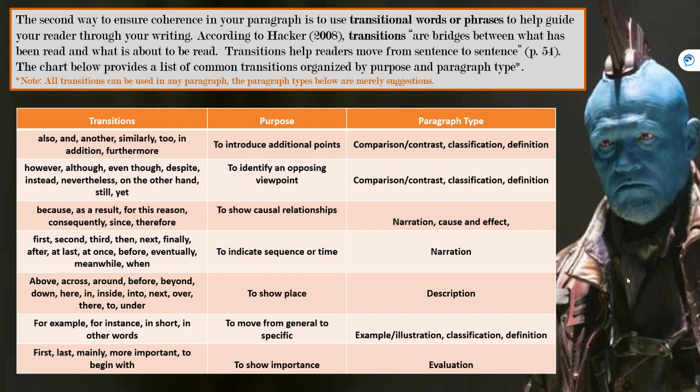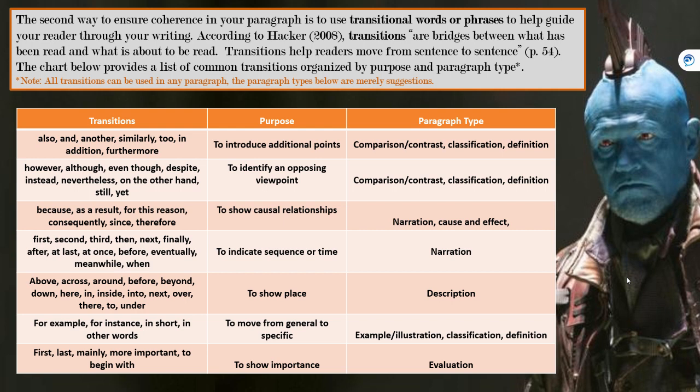I don't really need you to remember the word coherence. What you just need to remember is that your reader needs to be guided through your paragraph, and you need to help them every step of the way. So the second way to guide your reader is to use transitional words and phrases.